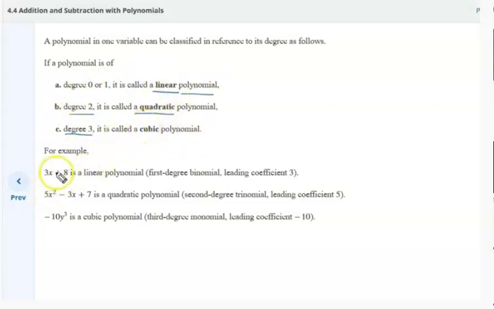So, some examples. This is a binomial, and it's linear. This is a trinomial, and because of the second power, it's quadratic. This is a monomial, and because of the third power, it's cubic polynomial. Now, the leading coefficient of this is not 10, but negative 10. If it's positive, you don't have to include the sign. But if it's negative, you must include the sign.